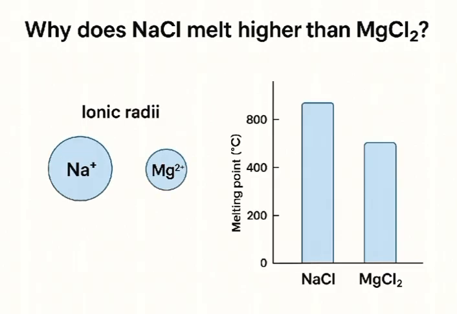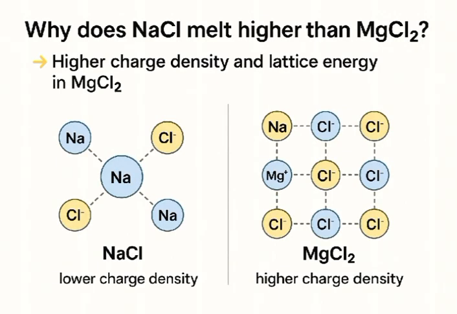So remember, donation equals ionic bond. Sharing equals covalent bond. Unequal sharing equals polar covalent bond. These tiny electron moves explain giant differences in the world around us.